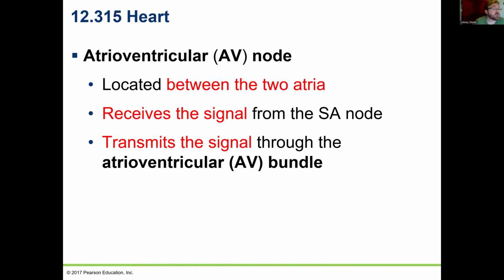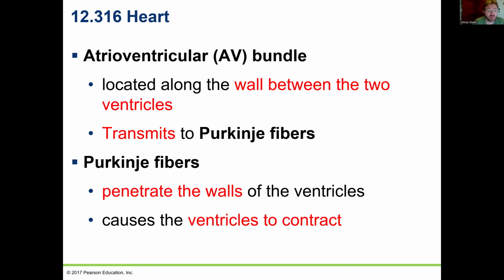Now, the AV node, or the atrioventricular node, is located between the two atria, receives the signal from the SA node, and transmits the signal through the atrioventricular bundle. The atrioventricular bundle is located along the walls between the two ventricles, and it transmits to the Purkinje fibers. So Purkinje fibers penetrate the walls of the ventricles and cause the ventricles to contract.